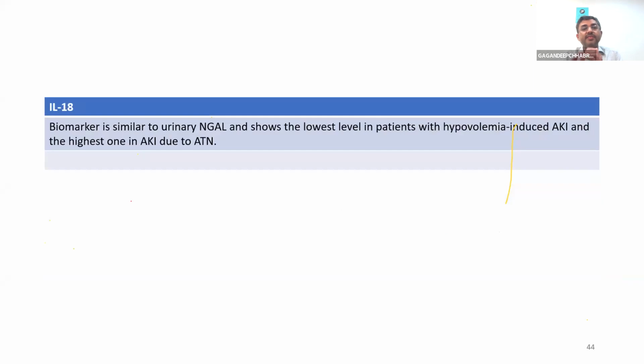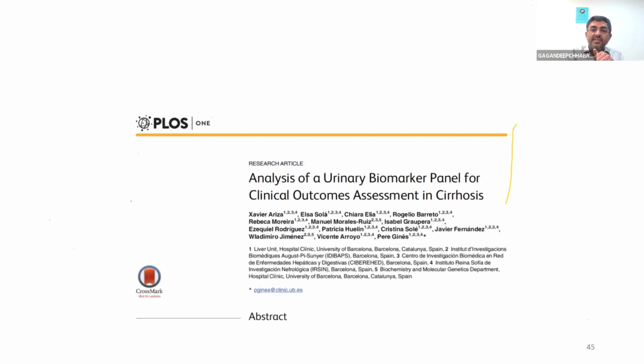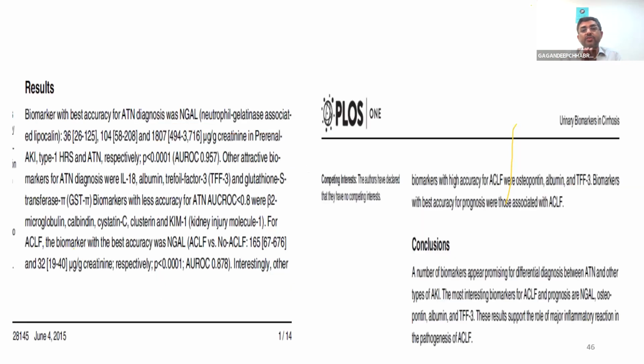Yeah, so this is the other marker, IL-18. Biomarker is similar to urinary NGAL. That also increases in patients with ATN and is found to be okay or relatively less in patients with hypovolemia-induced AKI or HRS. This is the paper which has shown the importance of these markers.